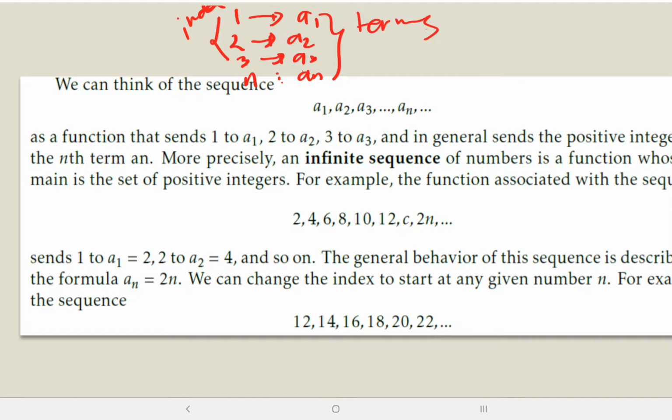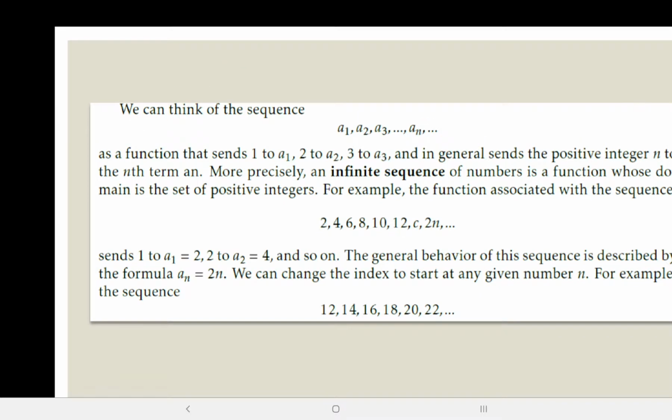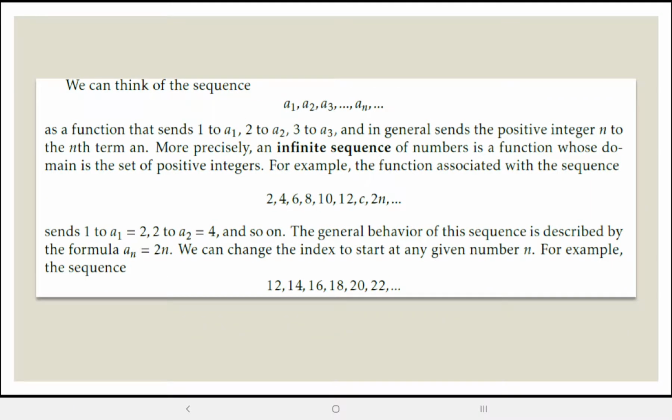Okay? So, sabi dito, an infinite sequence of numbers is a function whose domain is the set of positive integers. So, yung nakita nyo kanina, yung 1, 2, 3, 4, 5, 6. So, kung yun yung domain natin, those belong to the set of positive integers. So, 1 up to infinity.